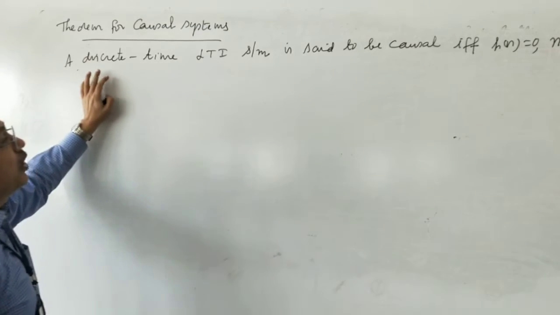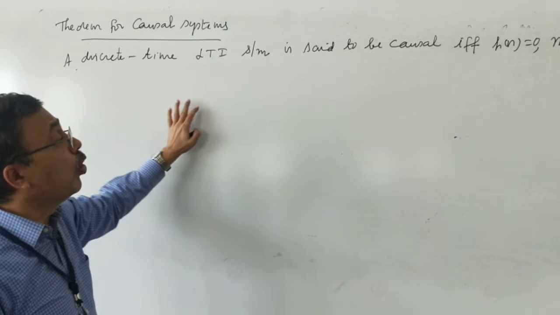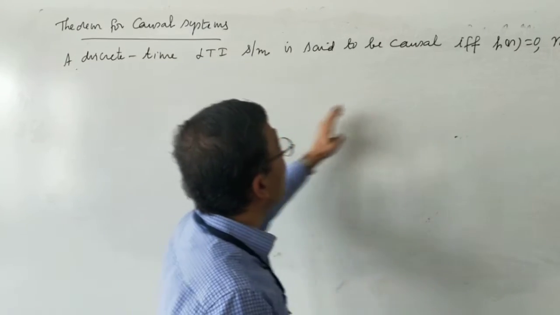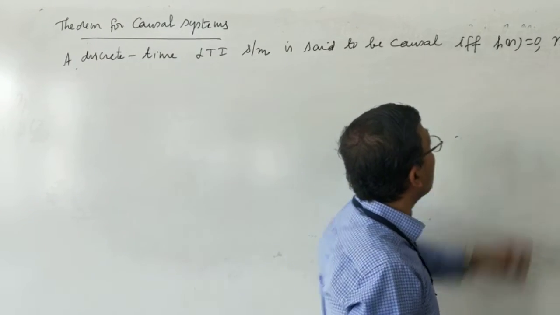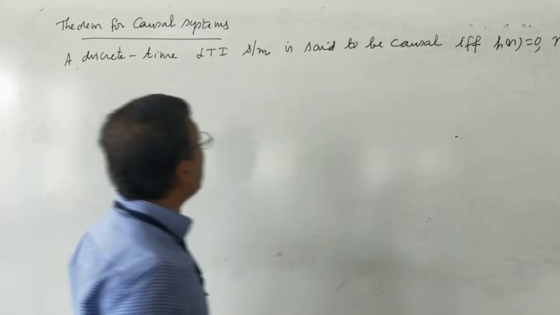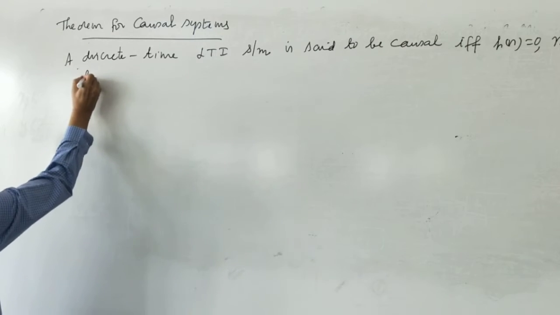Given the statement for a discrete time system, a similar statement would hold good for a continuous time system also. Instead of h of n, I will write h of t equal to 0 for t less than 0. Very, very important theorem. So now we shall prove this. Proof.